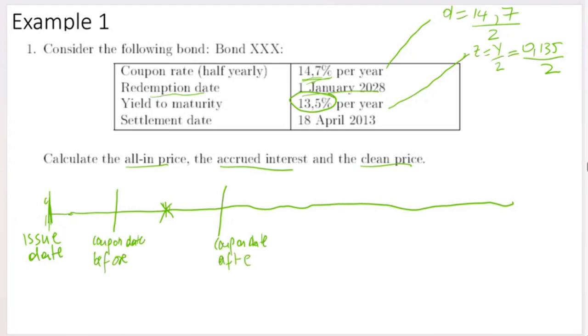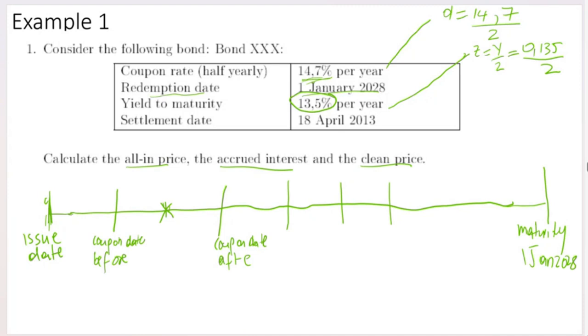Then there are coupons that are being paid here, that are being paid there, and then you've got your maturity. Your maturity date, you are told this is your maturity date. Your maturity date, you are told, is a redemption date. It is 1st of January, 2028.